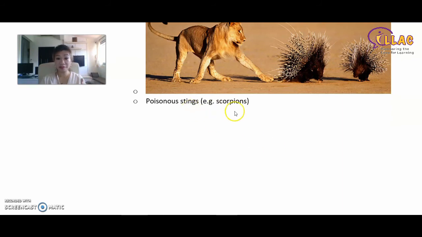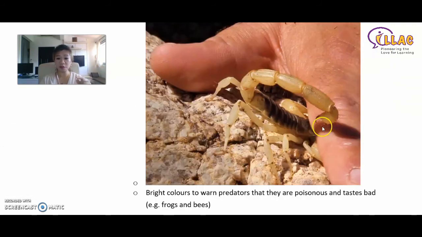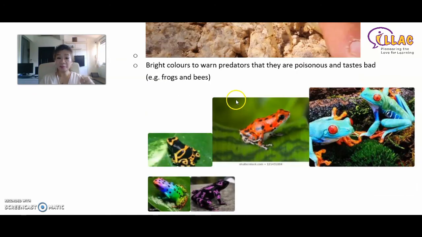There are also poisonous stings, for example, scorpions. The scorpions will actually use the sting to attack anyone that goes near them or threatens them. Some animals use bright colors. Don't go and touch those animals that have bright colors, even though they look beautiful, because they are very, very poisonous. The bright colors are actually a warning. I am bright means I'm poisonous, don't come near me. And the taste is very bad.